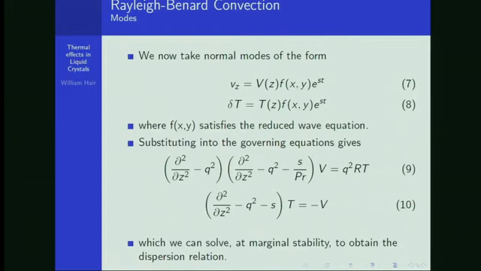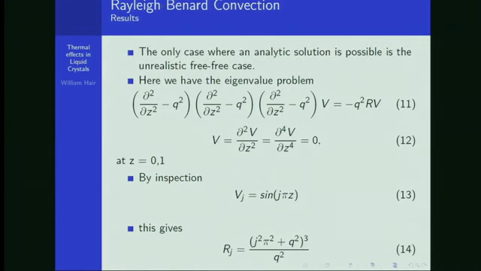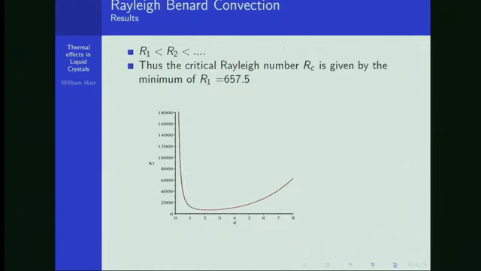We can substitute them back into our governing equations, and then we can solve this at marginal stability, which means that the s term equals 0, to find the dispersion relation. Then we'll find that it is of this form here. We can then plot this dispersion relation against the wave number to find the critical Rayleigh number, and the system will be stable for any Rayleigh number smaller than that.